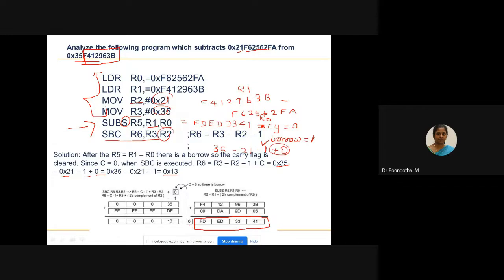According to your flag update, your carry is 0. When carry is 0, there is borrow. During your subtraction operation, when there is carry, there is no borrow; when carry is 0, there is borrow. So now Z plus 0 minus 1: just consider the borrow alone and subtract. DF minus 1 from 35, FF from 0. So you will get this.